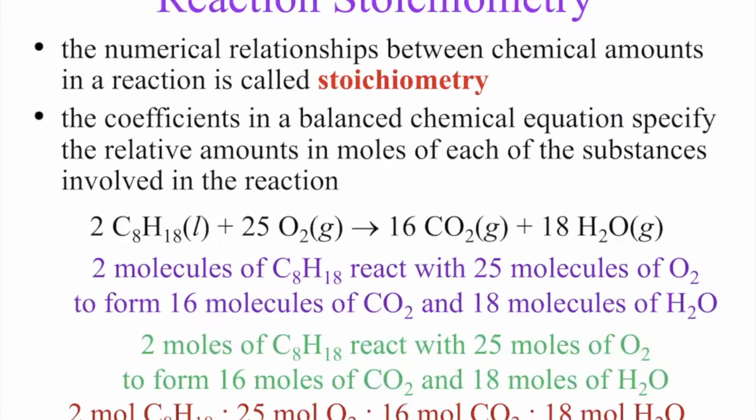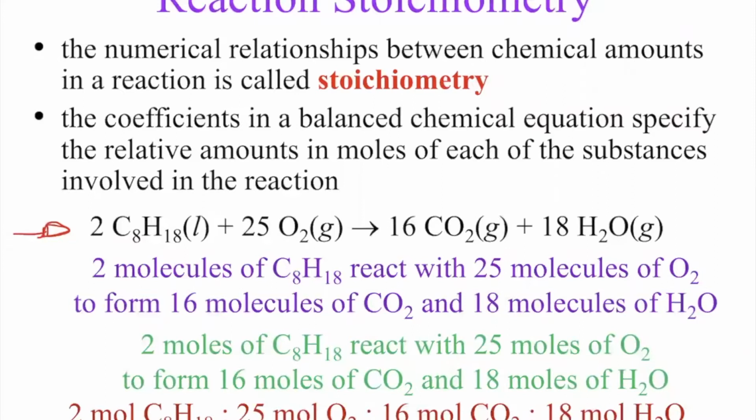When we have a reaction such as the one that I'm indicating, there are different ways of reading it depending on what you're trying to accomplish. For example, when it comes to molecules, we can say we have 2 molecules of that reactant and it's going to react with 25 molecules of oxygen. This will yield, or this will form, 16 molecules of carbon dioxide and 18 molecules of water. That's one way of reading the equation.